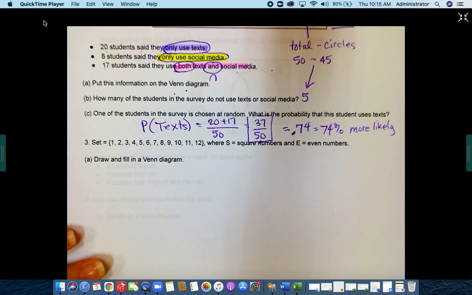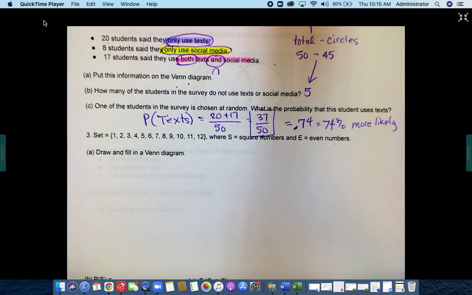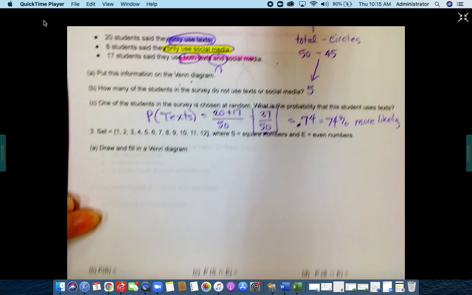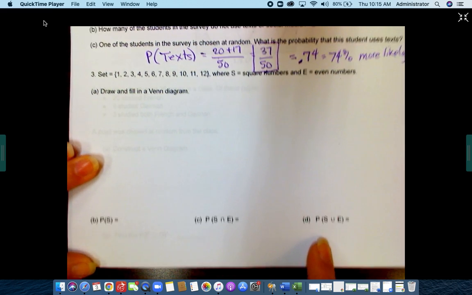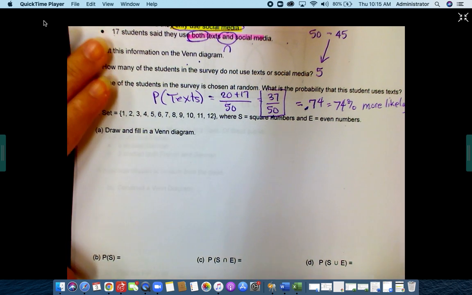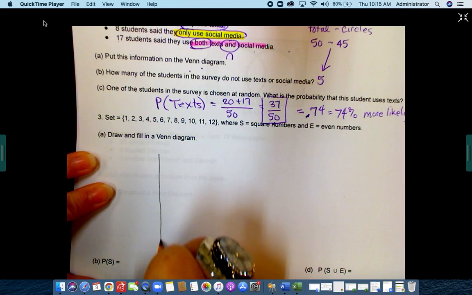Okay? All right. And next, for number 3, we are given a set of numbers, and then we have to draw and fill in a diagram. And then look, we've got to answer some questions down here about it. So we are first going to draw a box just like we do the other ones. So I'm going to use a pencil here. Do I have a sharpened pencil? Yep. All right. So I'm going to draw a rectangle, make it a good size.